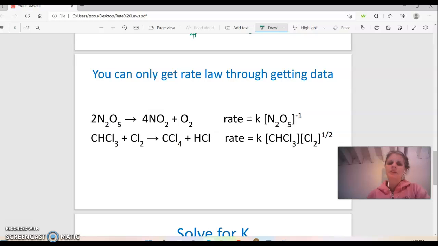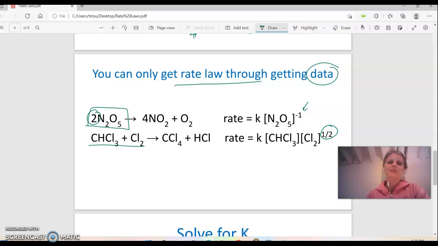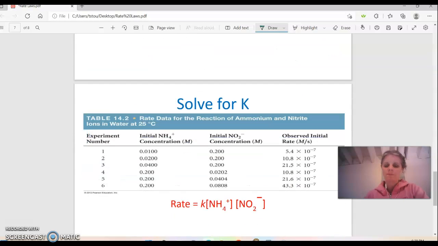All right, another thing to know is you're only going to be able to get the rate law from data. So if you look at this equation, you might think, oh, that's the reactant, this should be a 2 there because there's a 2 here. It doesn't work that way. Same as this one, there's a one-half. There's no one-half in balanced equations. So you can only get it through actual data, which is what our charts are all about.